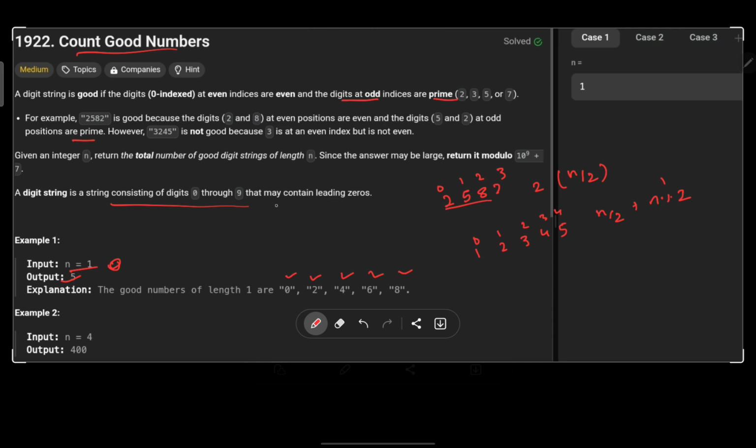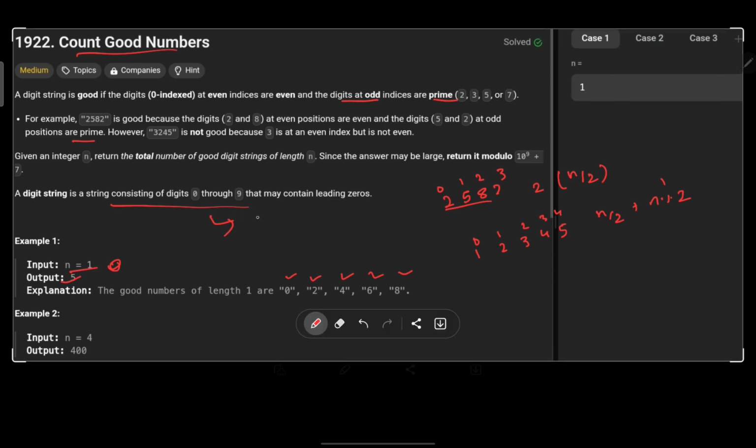For digits 0 to 9, the prime numbers are 2, 3, 5, 7, so 4 prime numbers. The even numbers are 0, 2, 4, 6, 8, so 5 numbers. So we have to call a power function in which we would be finding the power, and as given in the question, we have to do the modulo with 10 to the power 9 plus 7.